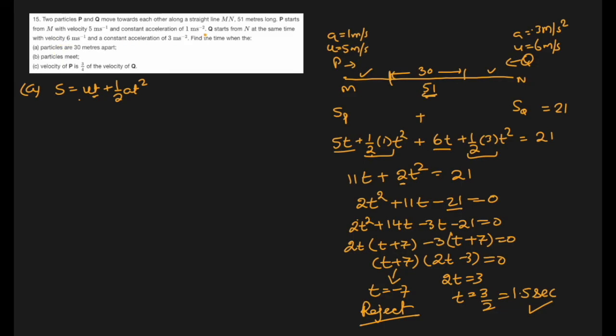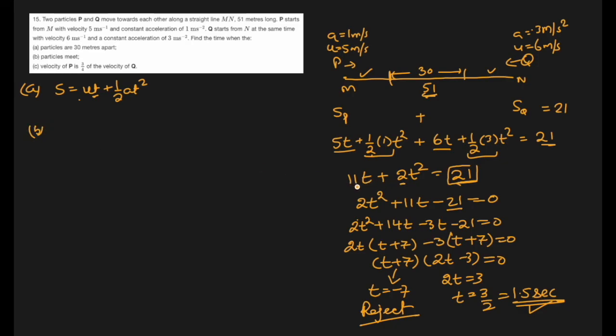Question was, find the time when the particles are 30 meters apart. It is 1.5 seconds after they start moving. They are 30 meters apart. They have traveled 21 meters by then. Okay. When do they meet? Now in place of 21, they have traveled a whole length of 51 meters. So we'll use the same equation, but in place of 21 we will write 51.